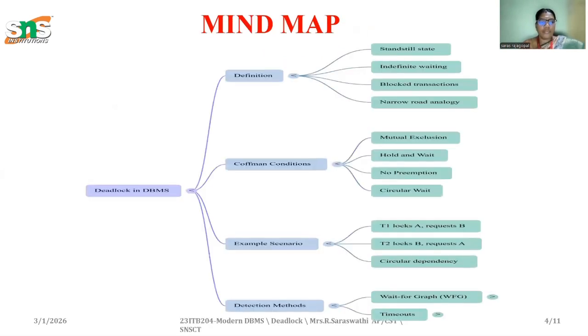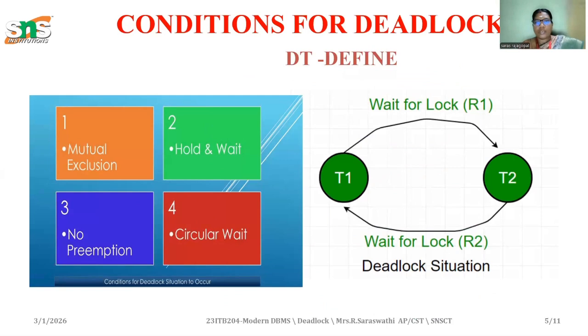This is a mind map of a transaction: mutual exclusion, hold and wait, no preemption, and circular wait. These are the conditions of a deadlock. It covers a blocked transaction, the narrow road analogy, and the standard protocol. There are four conditions for a deadlock: mutual exclusion, hold and wait, no preemption, and circular wait.